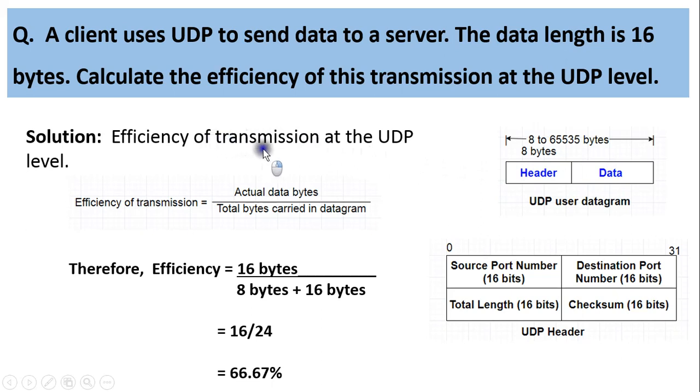Now efficiency of transmission at the UDP level is the ratio of actual data bytes to the total bytes carried in the datagram. Actually the efficiency is always output to the input. Now here output is the actual data bytes transmitted and the input is the total bytes carried in the datagram. Here the total bytes includes the bytes in the header and the bytes carried in the data part.